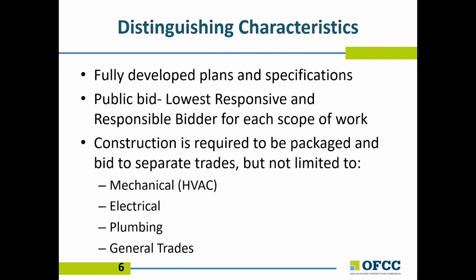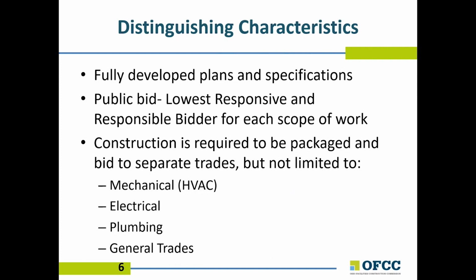The distinguishing characteristics of multiple prime delivery method includes the 100% completion of design development drawings from the architect engineer. The completed design documents are then publicly bid and awarded to the lowest responsive and responsible bidder for each trade package. Responsive means that all bid requirements were met, and responsible means that the bidder can do the work based on its capabilities and past performance. The bid packages required, but aren't limited to, mechanical, electrical, plumbing, and general trades.